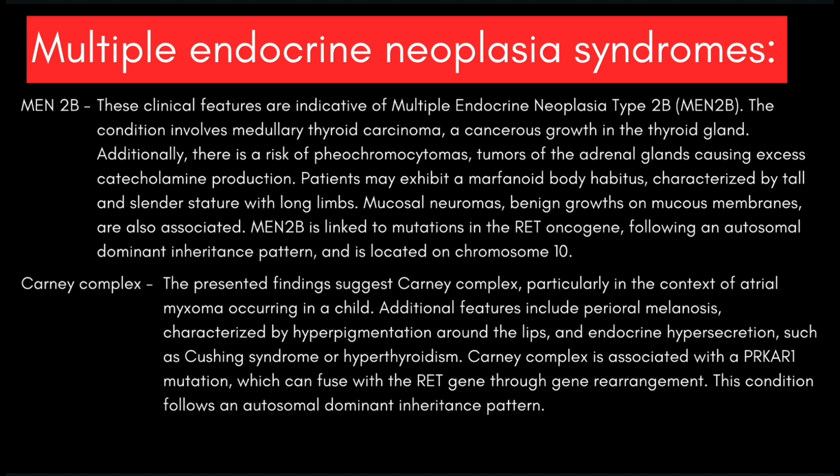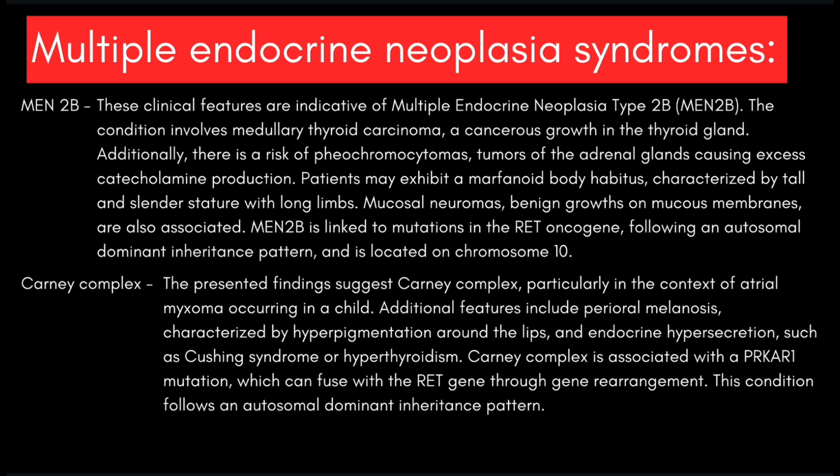This condition involves medullary thyroid carcinoma, a cancerous growth in the thyroid gland. Additionally, there's a risk of pheochromocytomas as well here, tumors of the adrenal glands causing excess catecholamine production. Patients may exhibit a marfanoid body habitus characterized by tall and slender nature with long limbs. Mucosal neuromas, benign growths on mucous membranes, are also associated. Multiple endocrine neoplasia type 2B is linked to mutations in the RET oncogene following an autosomal dominant inheritance pattern and is located on chromosome 10, like type 2A.